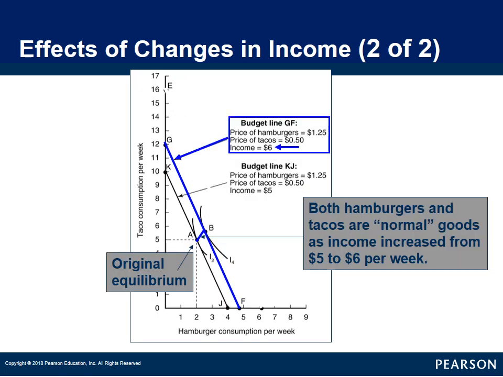Now, if we change the income, so the income increases from $5 to $6 per week, our budget line is going to shift up and to the right. It's going to be parallel, but it's going to shift upward to the right. Okay, so there are going to be several practice problems with budget lines shifting as a result of income.